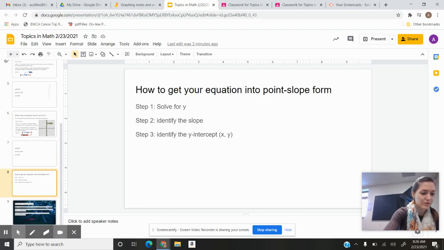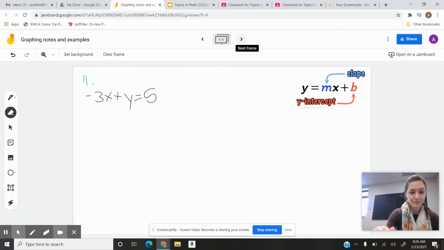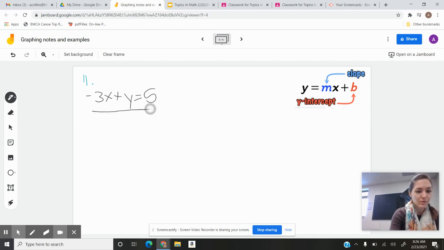Okay, so we're going to do 2 of those together as an example, and then you guys are free to go. Okay, so solving for y. It's just like your 2-step equations.